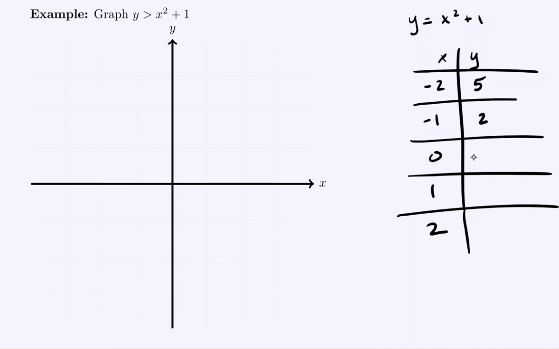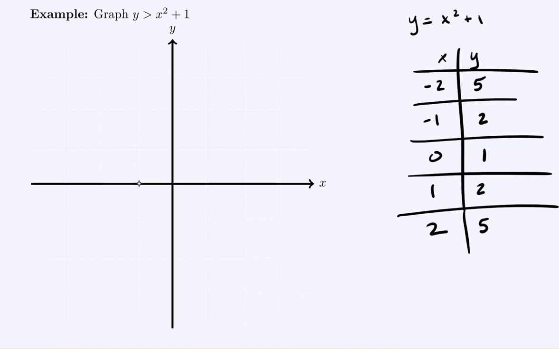So we're plugging in the points. 0 squared plus 1 is 1. 1 squared plus 1 is again 2. 2 squared plus 1 is 5. So we've got these xy points.